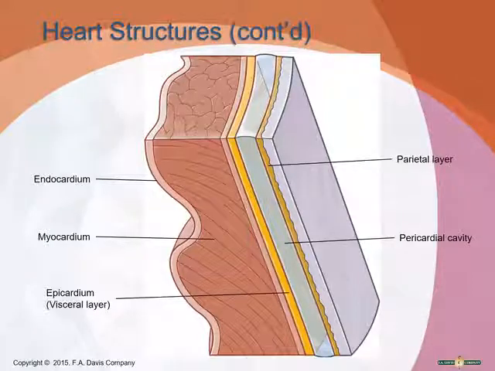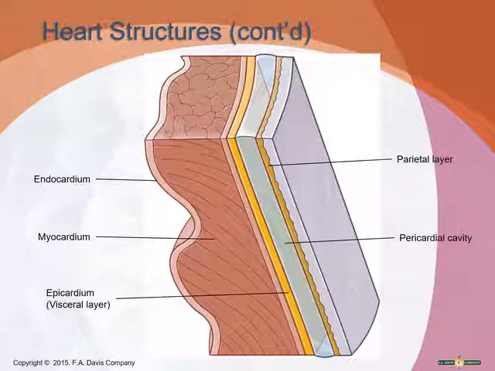The serous pericardium also has two layers. At the heart's base, so at the top of the heart, it folds back on itself to form the parietal layer, which lines the inside of the fibrous pericardium, and the visceral layer, which actually covers the heart surface. The pericardial cavity exists between these two layers and contains a small amount of serous fluid that helps prevent friction as the heart beats. The heart wall itself has three layers.